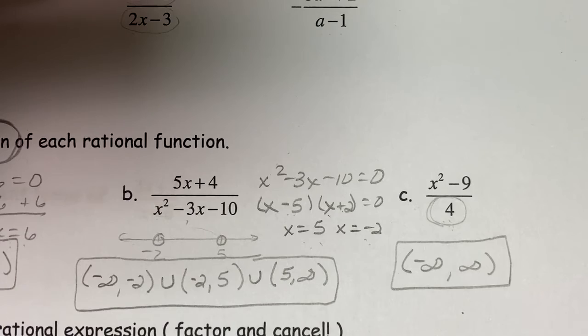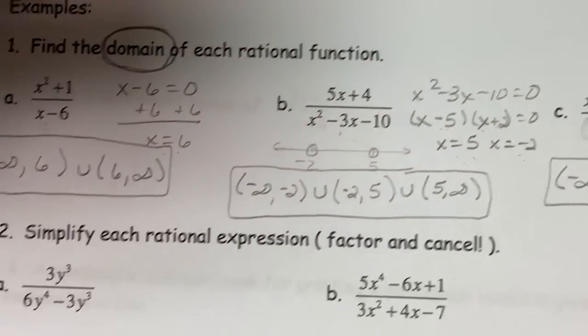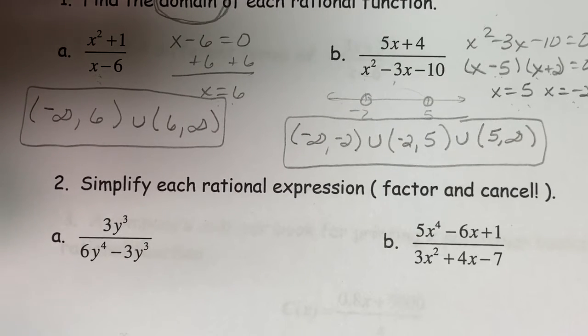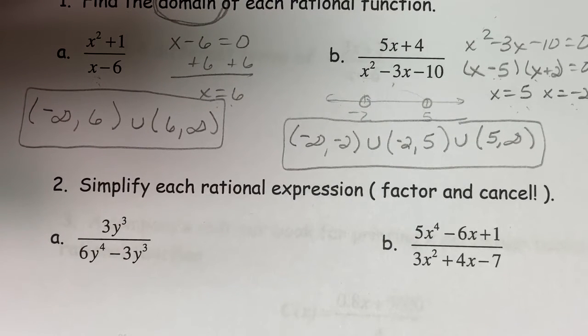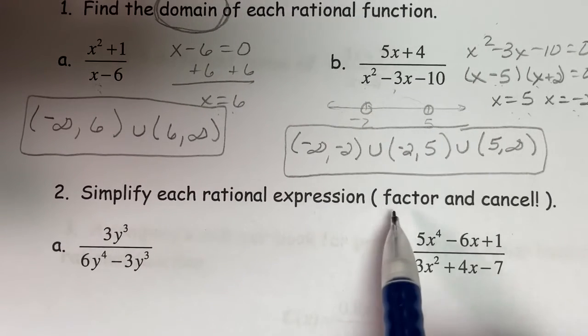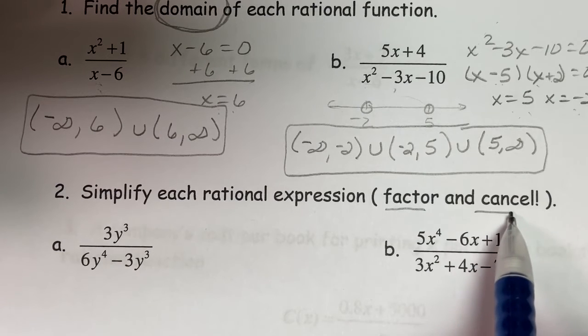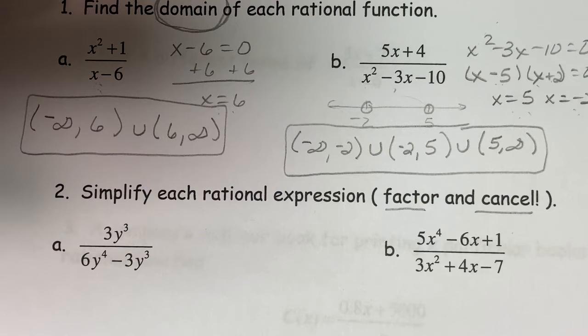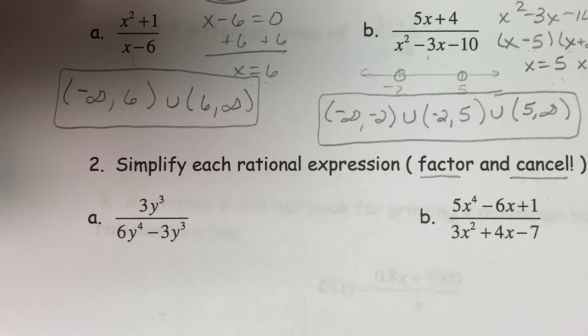Okay, so now that we know about domain, let's talk about simplifying each of these rational expressions. In other words, what that means is we're basically reducing the fractions. So I have two key words that you have to remember here. You're going to factor everything that can be factored, and then you're going to cancel out any common factors. So we're going to factor both the numerator and the denominator if possible.